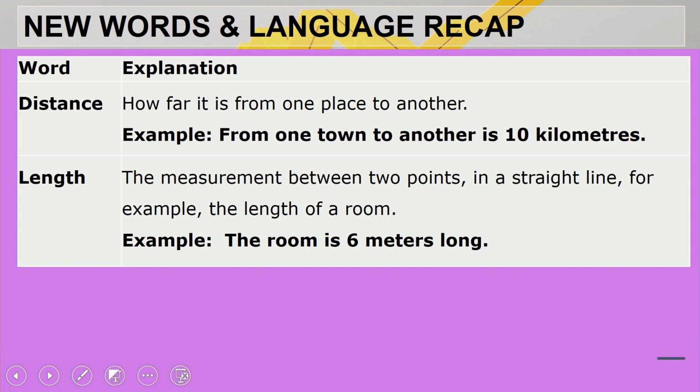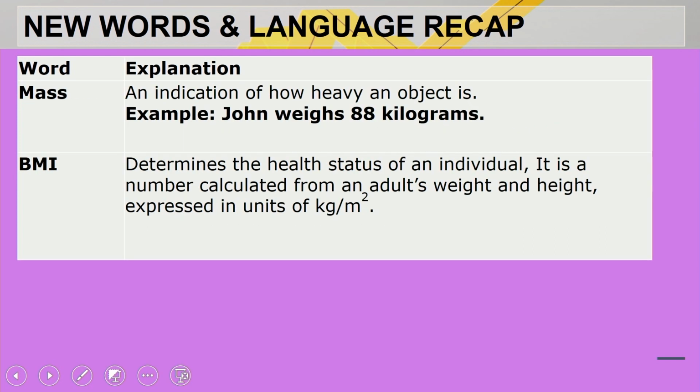Distance, how far it is from one place to another. Example, from one town to another is 10 kilometers. Length, the measurement between 2 points in a straight line. For example, the length of a room, and the room's length is 6 meters.